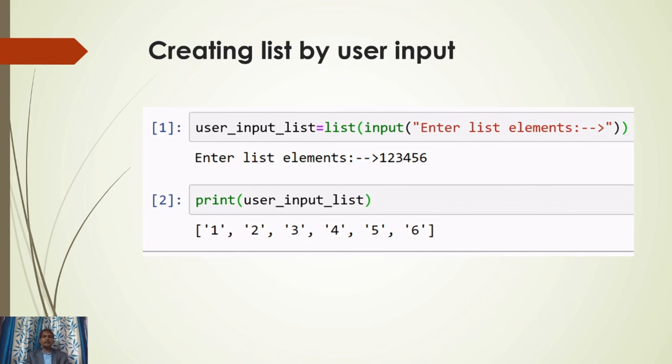When I run this line, I get a message, enter list elements. Now I have entered 1 2 3 4 5 6. When I print this list, I get all the elements separated by comma inside the square bracket.